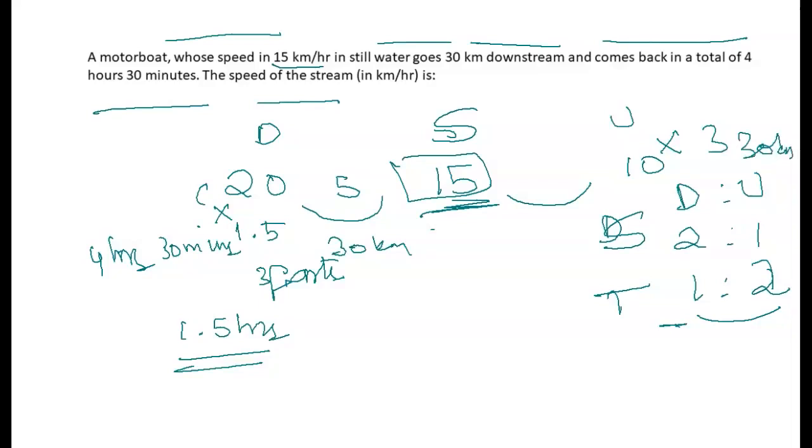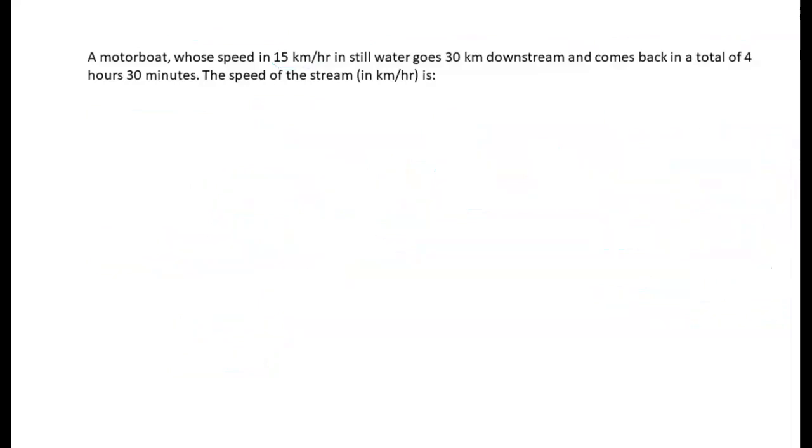Alright. So what is the speed of the stream? Speed of the stream should be what? 5. 5 kilometers per hour. Speed of the stream is 5 kilometers per hour. Okay. So downstream is going to be 20 kilometers here. What is given is that still water speed is 15. And they give you it's going 30 kilometers downstream, it's coming back 30 kilometers upstream. 30 kilometers down and 30 kilometers up.